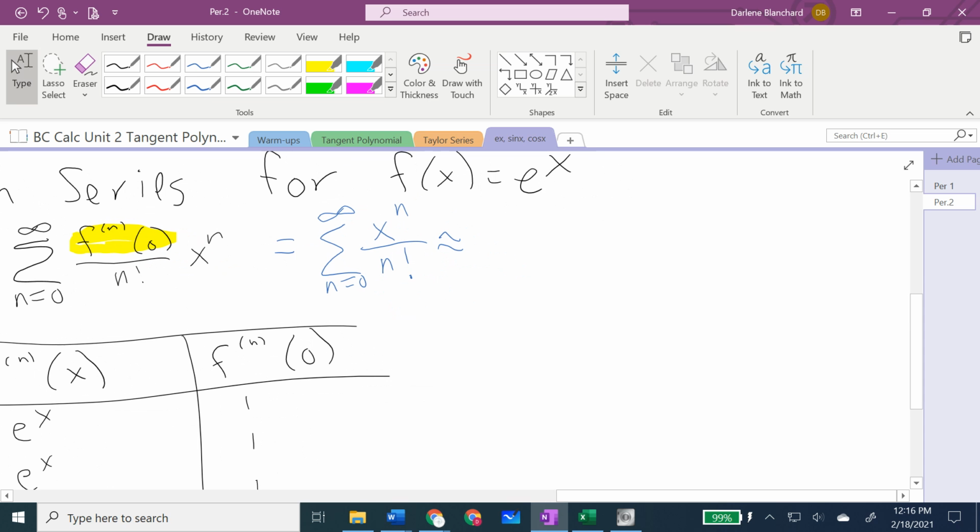And here we go. When n is equal to 0, I'm going to get just plain old 1. When n is equal to 1, I'm going to get plain old x. When n is equal to 2, I'm going to get x squared over 2 factorial. For 3, x cubed over 3 factorial. And the pattern is right there from there.